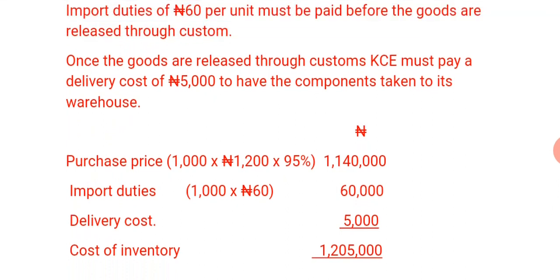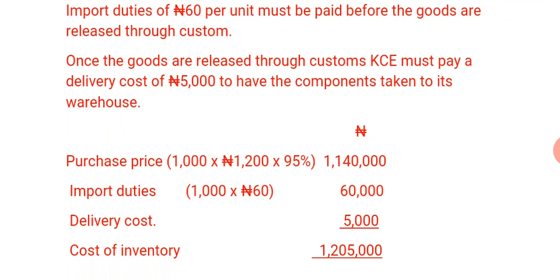So we have 1,000 units times 1,200 naira per unit, times 95%. Now we've taken away the 5% trade discount. So we have a total figure of 1,140,000 naira. 1,140,000, whatever currency you use.